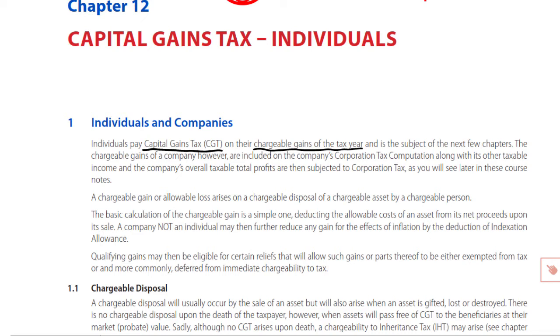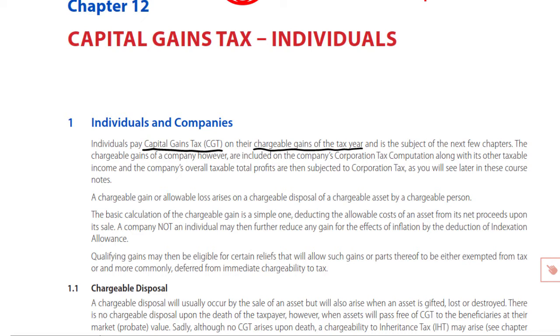Companies, however, do not pay capital gains tax. Companies pay corporation tax on their so-called taxable total profits. We'll see that when we get introduced to corporate tax in Chapter 16. Companies pay corporation tax on their taxable total profits. And the taxable total profit of a company is made up of 2 components, both their chargeable, their taxable income, but also their taxable gains. And the way that gains are computed so far as a company is concerned, and the way then that they are taxed, is somewhat different to individuals. So, individuals, as we'll be seeing in these next few chapters, pay CGT on their taxable gains of the tax year. Companies will include their separately computed chargeable gains upon their corporation tax computation, and as a part of their overall taxable total profit, it will be subjected to corporation tax.